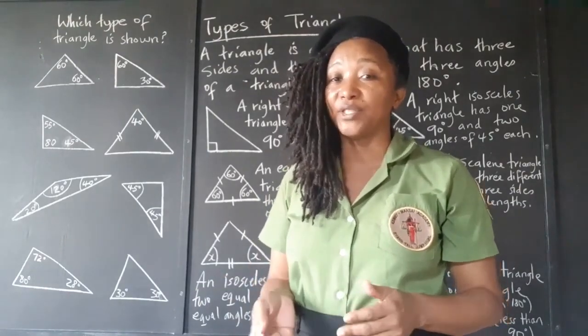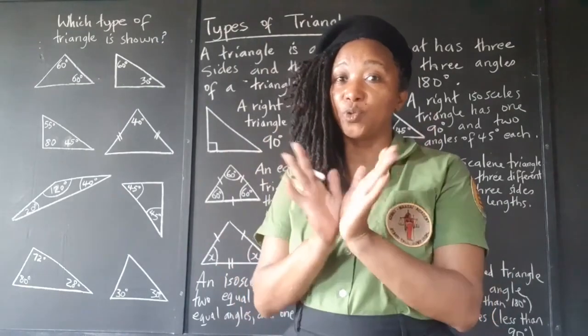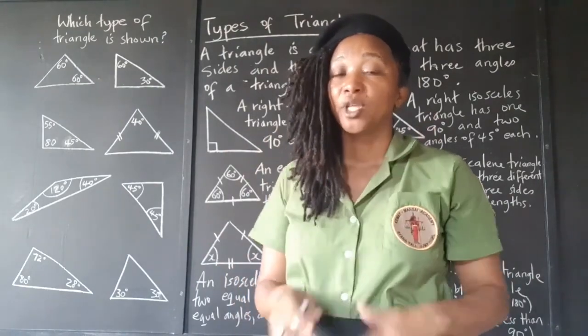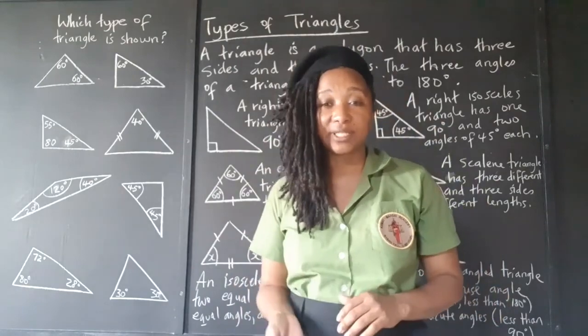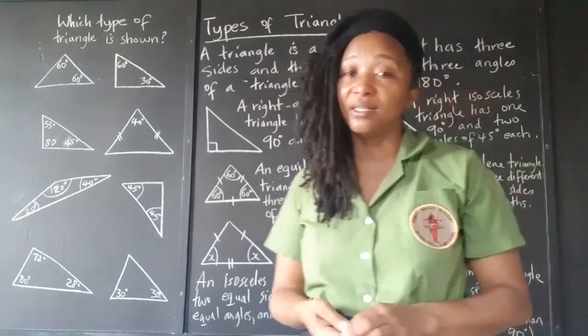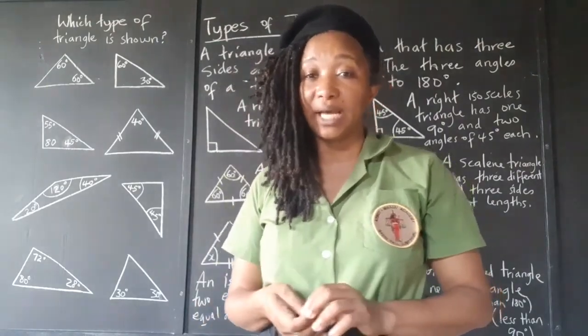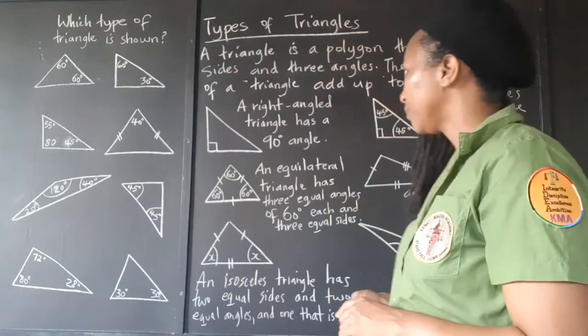Because the polygon has to be enclosed, right? So remember, if you just have 2 lines, it can't be closed. So the triangle is the first polygon. It has 3 sides, 3 angles. The angles, all 3 angles in the triangle must add up to 180 degrees.